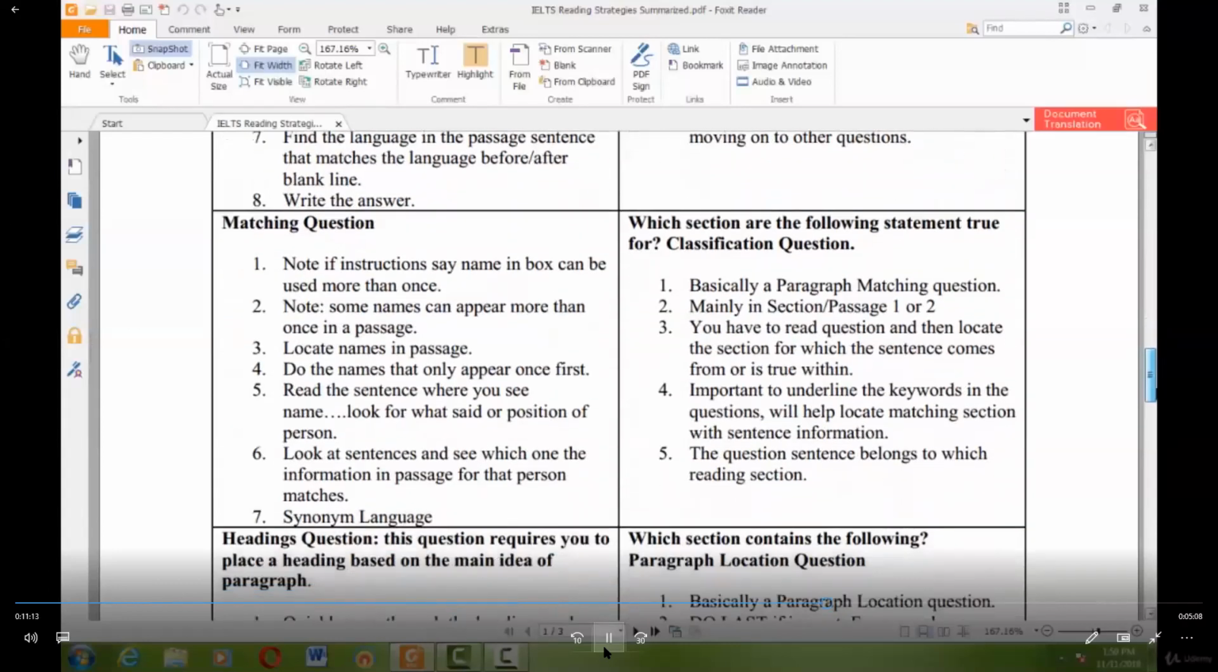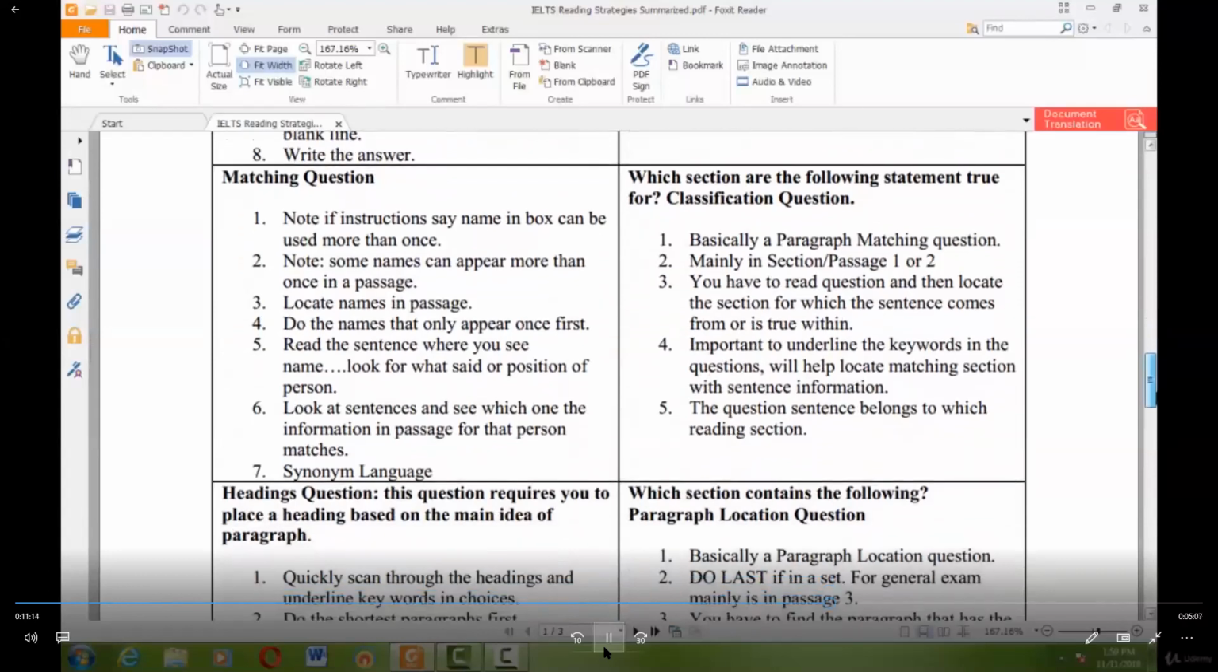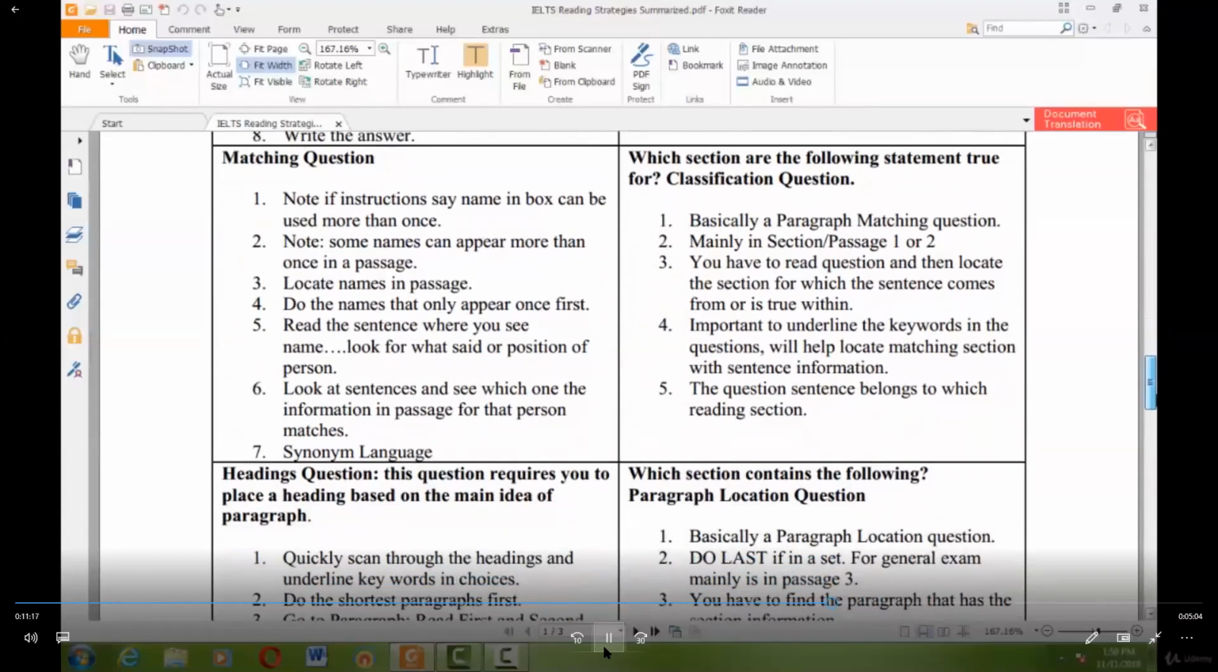You also have your matching question, which is where they'll give you several names in a box, and you have to match the name in the box to one of the questions. Most of the time, you're looking at what somebody said and matching what they said to one of the questions. That's a matter of, again, being able to recognize synonym language.